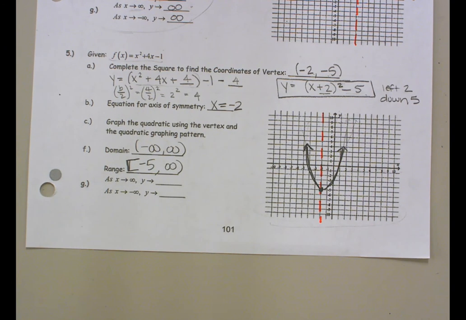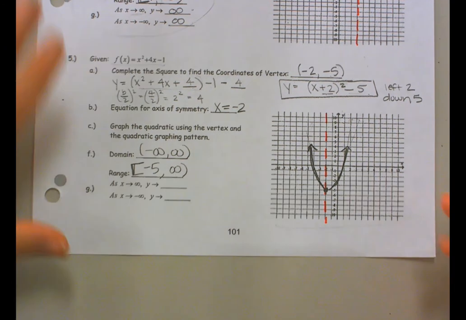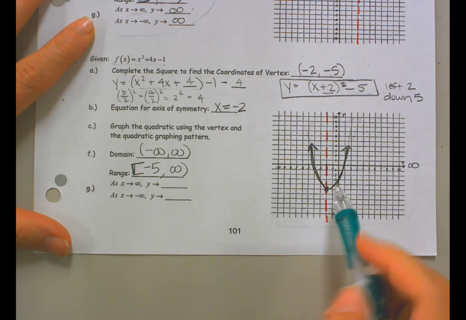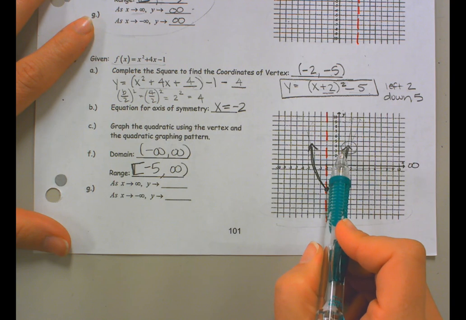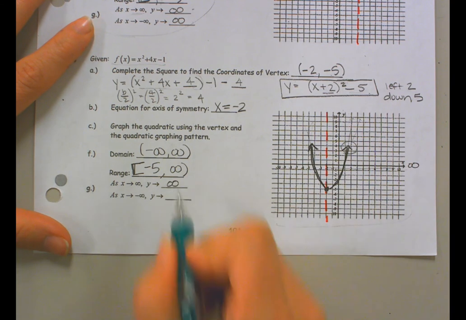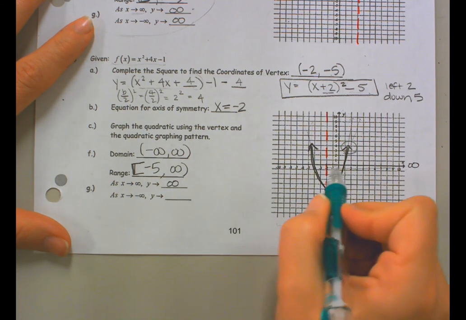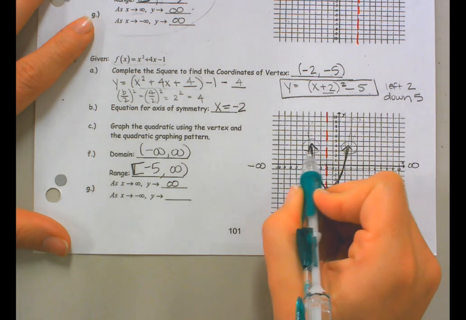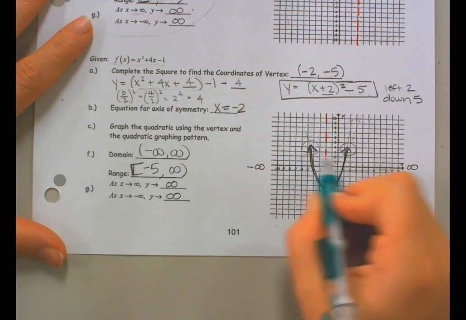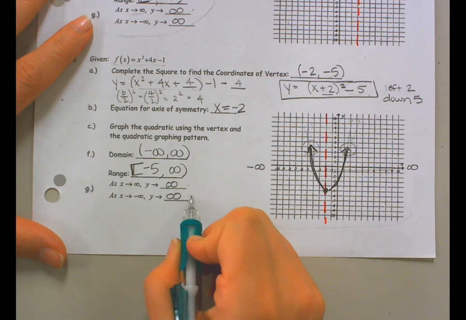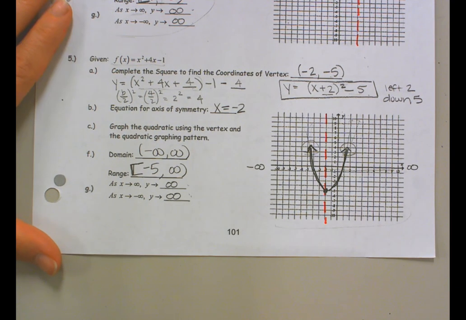So then if we think about our end behavior, as x goes towards positive infinity, so as I head to the right side of my graph, the right arrow is going up, meaning my end behavior is positive infinity. And then as I go towards negative infinity, my arrow is also pointing up towards positive infinity. So my end behaviors are both going up towards infinity.